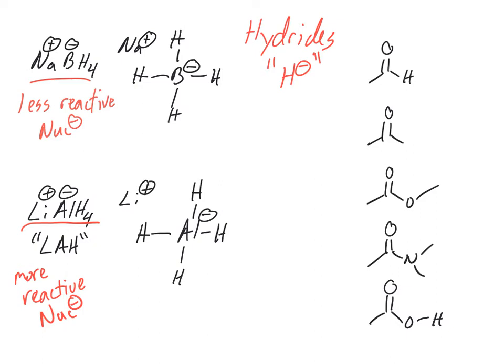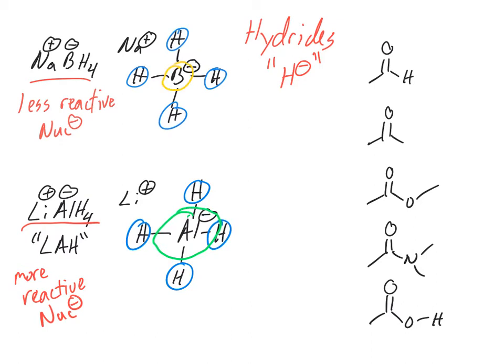So the first question is, why is sodium borohydride less reactive? Well, it's a periodic trend. The hydrogens are all staying the same size. They're not changing their size in all these cases. So the difference must be between the aluminum and the boron. The aluminum is actually lower on the periodic table than boron, so it's bigger. Boron is higher up, so it's a little bit smaller.